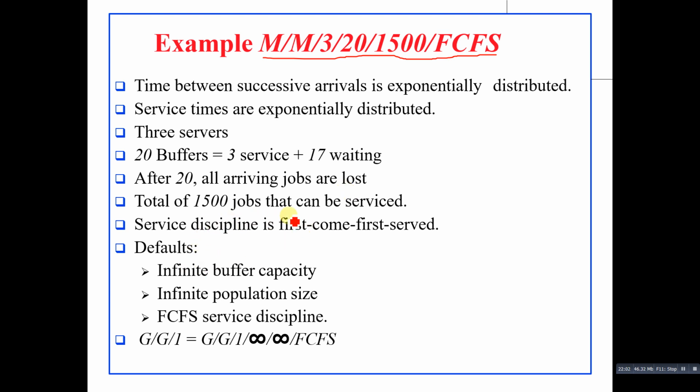Total of 1,500 jobs that can be serviced. So let's say in government dental clinics, you only have 1,500 jobs that can be serviced at that time. So you cannot go more than that. If not, there's a limit, the number 1,500. So number 1,501 has to come tomorrow, okay? Or the next day. And the service discipline is first come, first serve. This is widely used again.